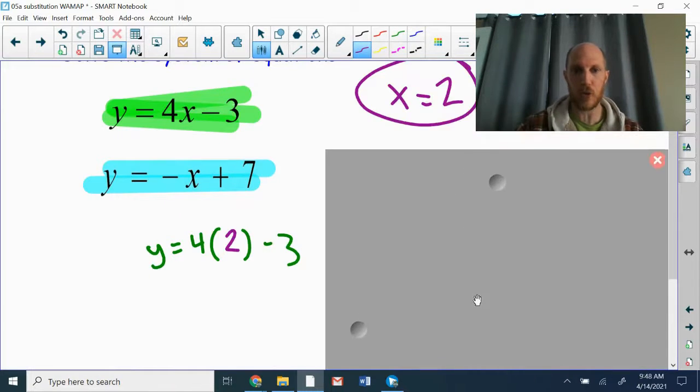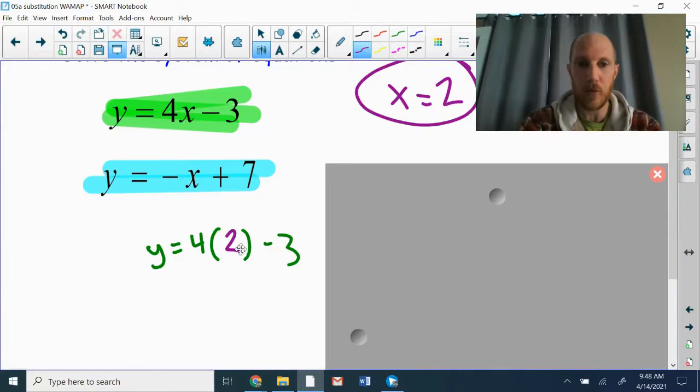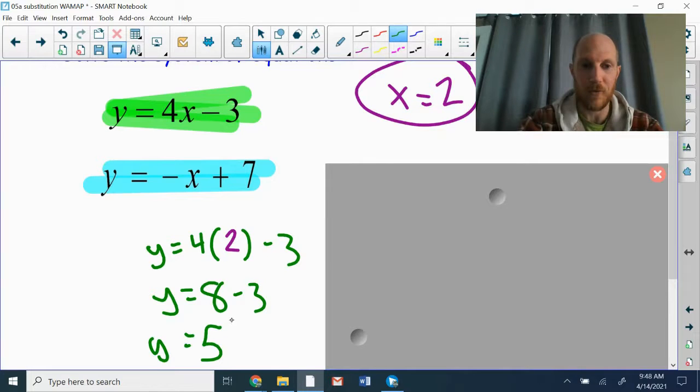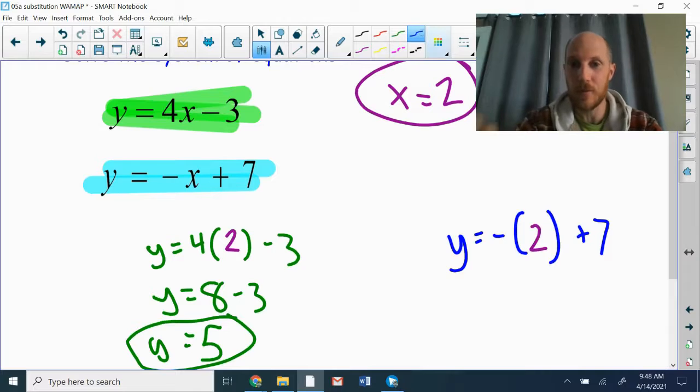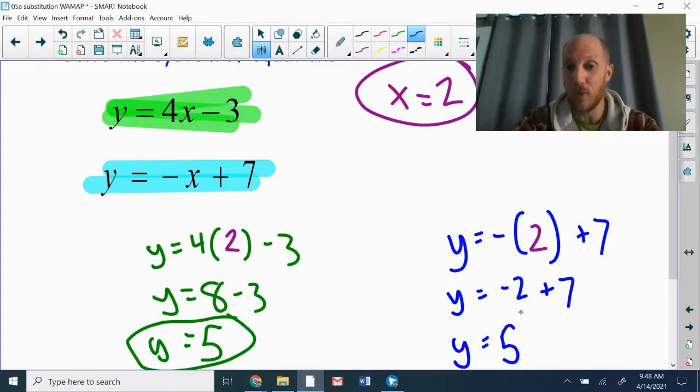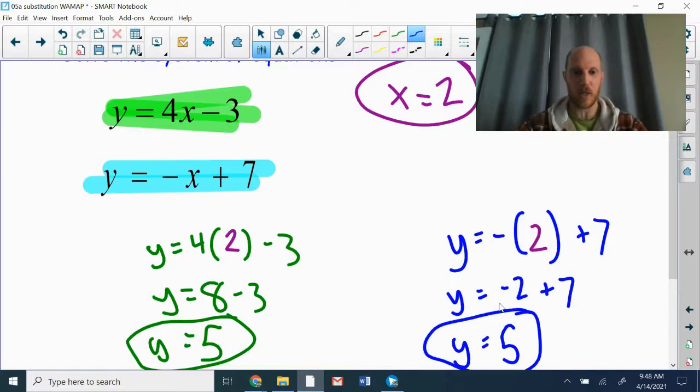So if I were to do the green one, 4 times 2 is 8. 8 minus 3 is 5. So y is 5. Look at the blue one. So negative 2 plus 7. Negative 2 plus 7 is 5. Either way, I'm going to get the same answer for y.